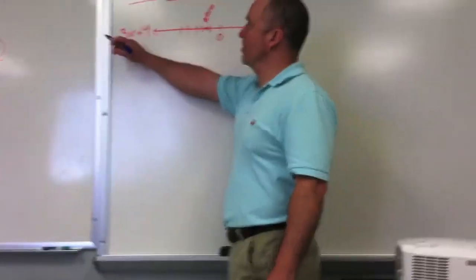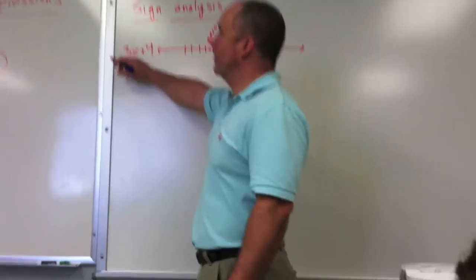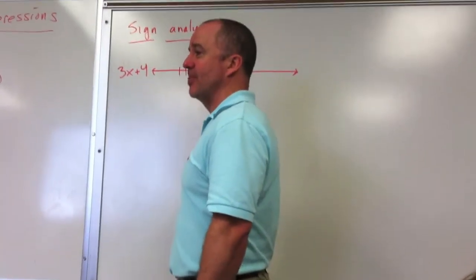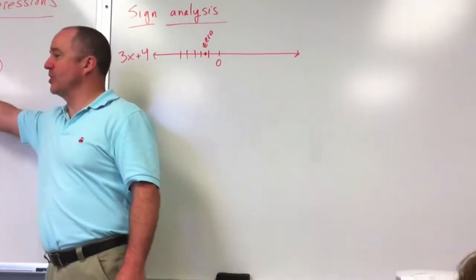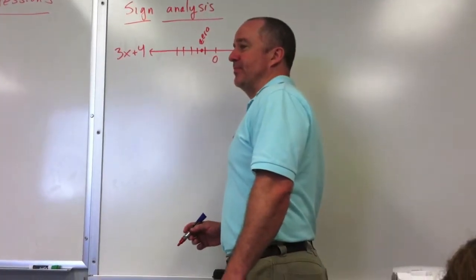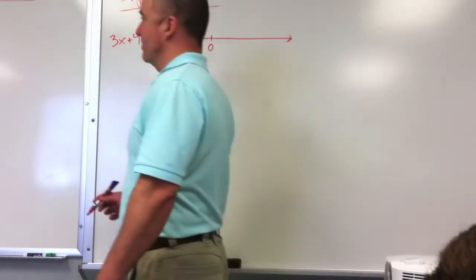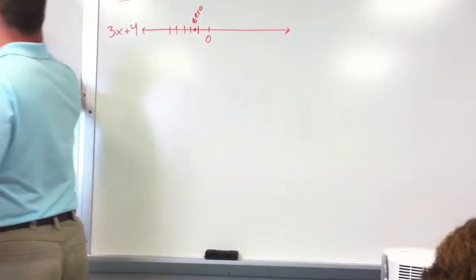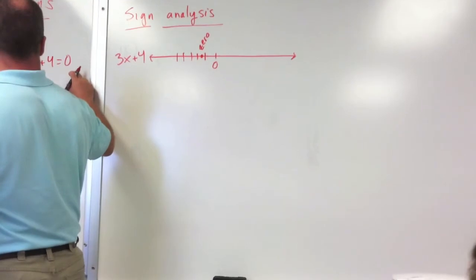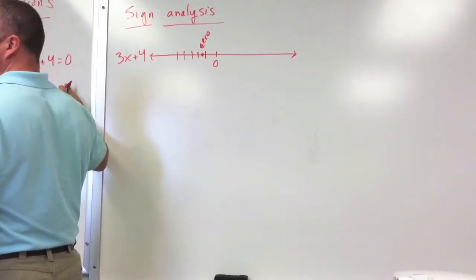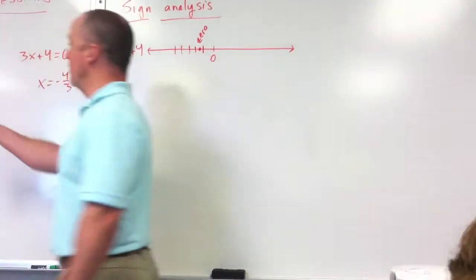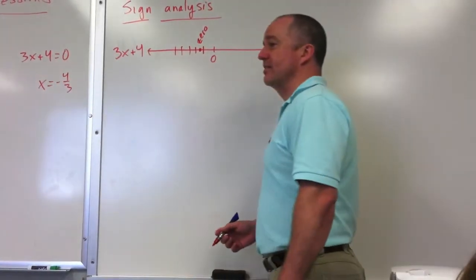If I put in a number less than negative 4/3 for x, 3x plus 4 will give me a negative number. Set the factor equal to 0 and solve for x. 3x plus 4 is equal to 0. Subtract 4 from both sides. Divide both sides by 3. X will be negative 4/3. That's how we found the 0 over there.